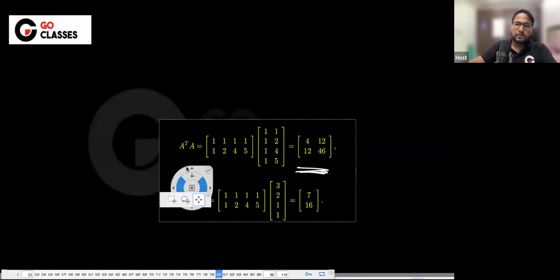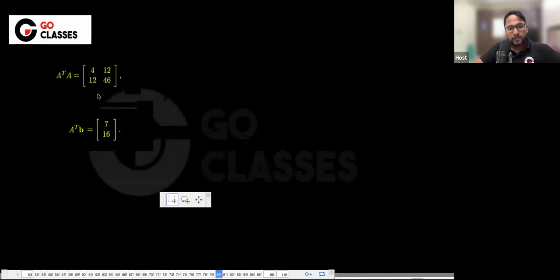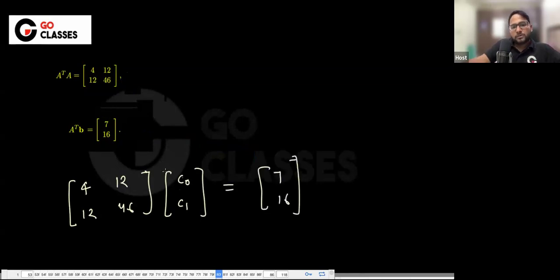So for example, I'm not doing the calculation, but ultimately A transpose A, if you do it, will come out to be like this. A transpose B, if you do it, will come out to be like this. So basically, you can say 4, 12; 12, 46 times C0, C1 equals 7, 16. You want to solve for C0 and C1.